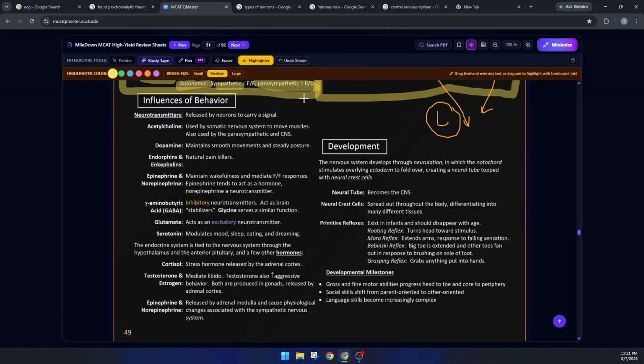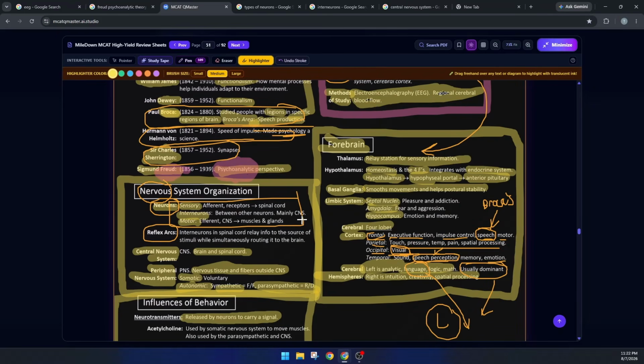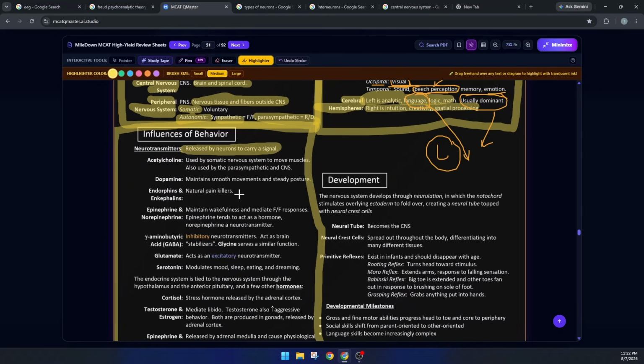All right, now we're going to go into influences of behavior. So this is all of the cool hormone stuff. I didn't actually have to learn too much of this in college myself, but I learned a lot on my free time. So neurotransmitters are released by neurons to carry a signal. So we just talked about synapses.